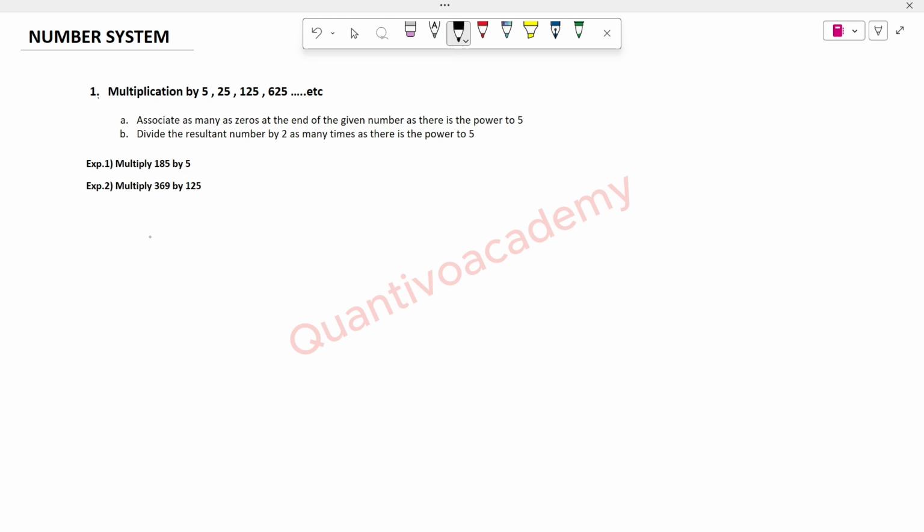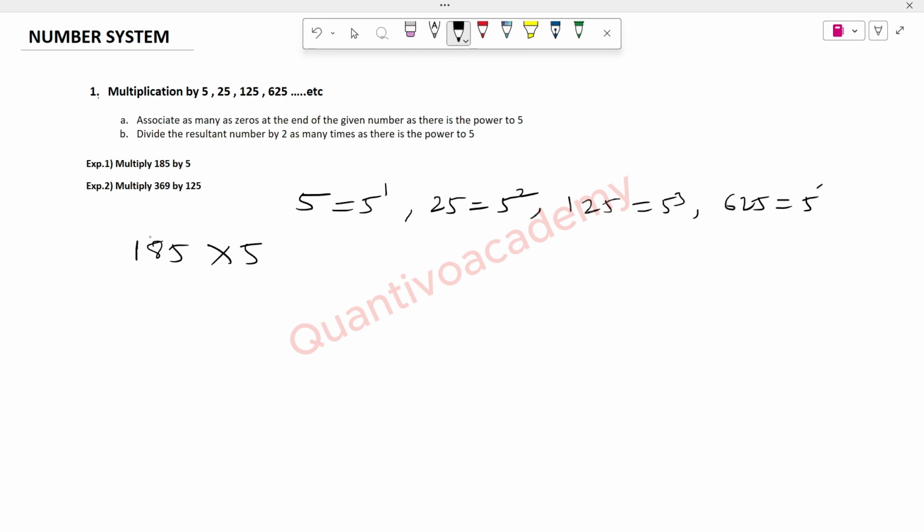So the question we have is to multiply 185 by 5. Before multiplying this, let's learn something. We can write 5 as 5 power of 1, 25 as 5 power of 2, 125 as 5 power of 3, and 625 as 5 power of 4.